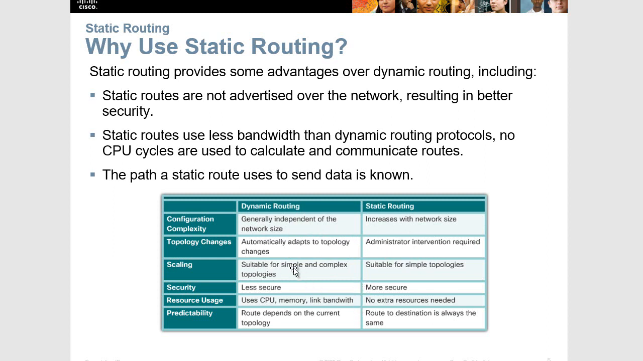Scaling, of course, dynamic's going to be better for scaling. It'll go ahead and make the changes it needs to, figure out the routes on its own again. If you're going to scale up with static routing, it's going to be more work for you, so it's more suitable for simple topologies. Less secure, more secure. Resource usage, we talked about that up here. More resource usage for dynamic routing. Static, not as much, no extra resources needed.